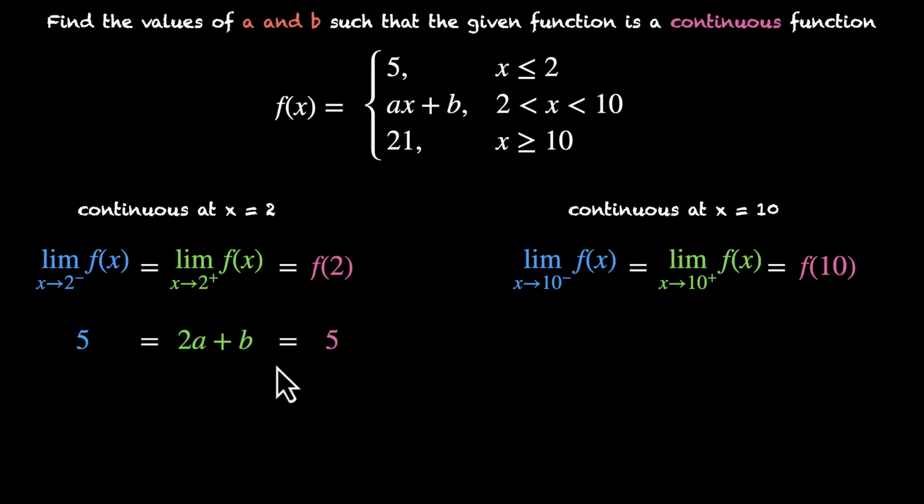We don't need two 5s. We can just use the first one. So 5 equals 2a plus b, or 2a plus b equals 5. This is our first equation. We'll get something from here as well.